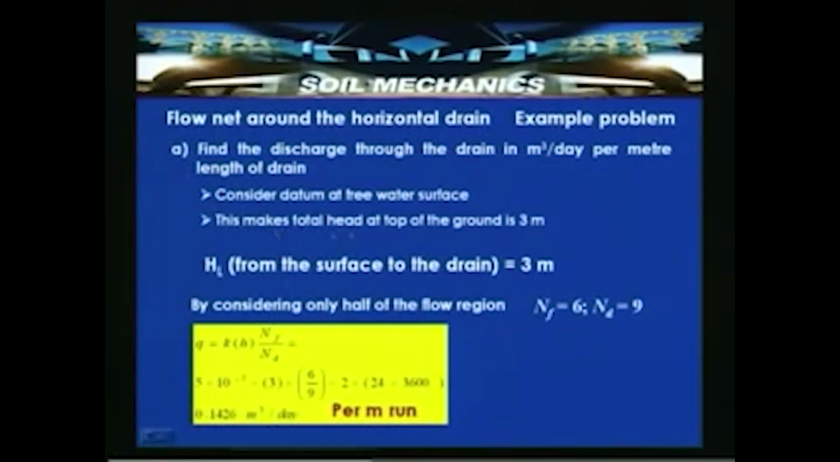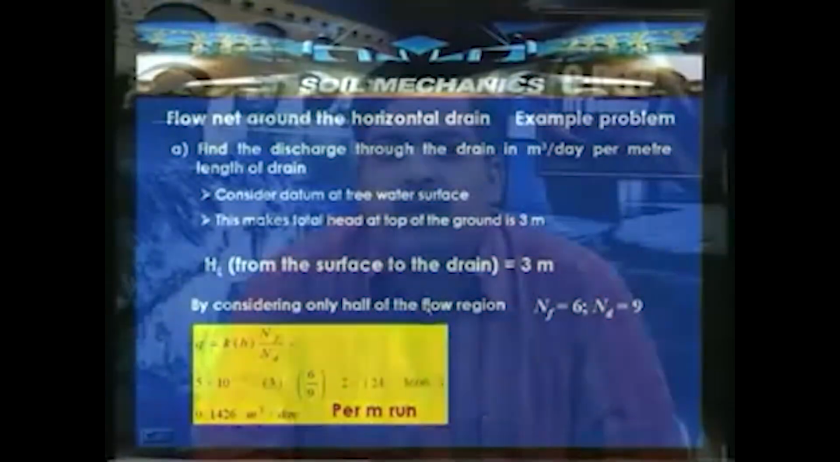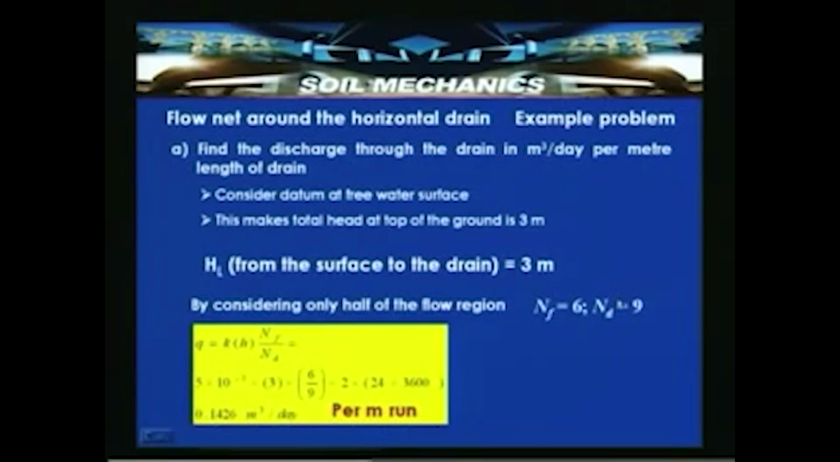So, considering the datum at the free water surface, this makes the total head at the top of the ground around 3 meters. So, HL, that is head loss from the surface to the drain, is around 3 meters. By considering only one half of the flow region, keeping in view the symmetry, if you count, then the number of flow channels is 6 and the number of potential drops is 9. And being isotropic in nature, we can use Q is equal to K HL into NF by ND.